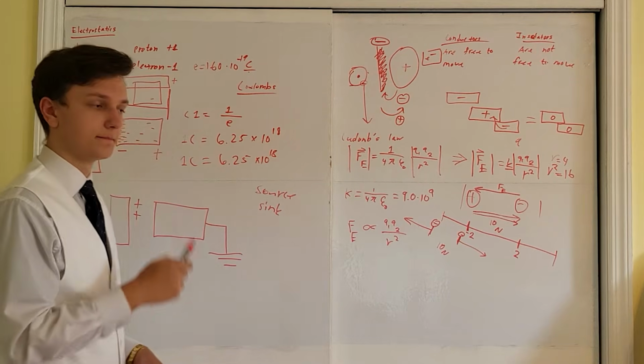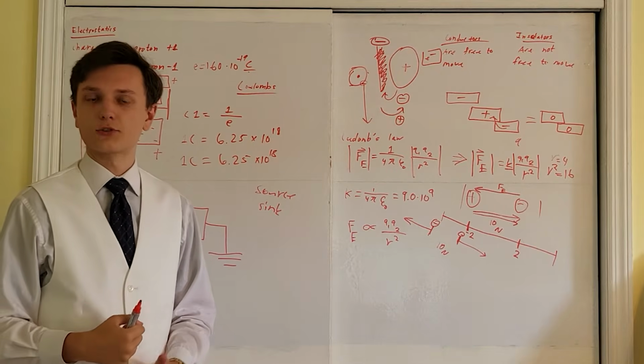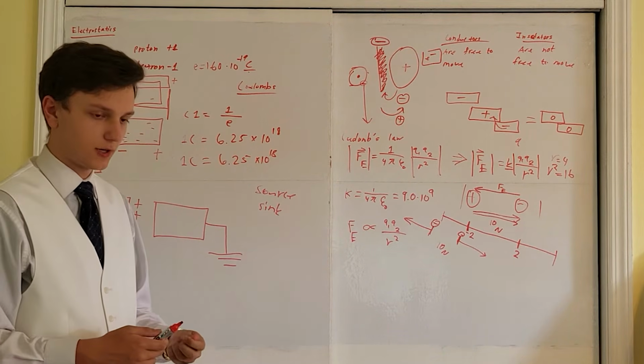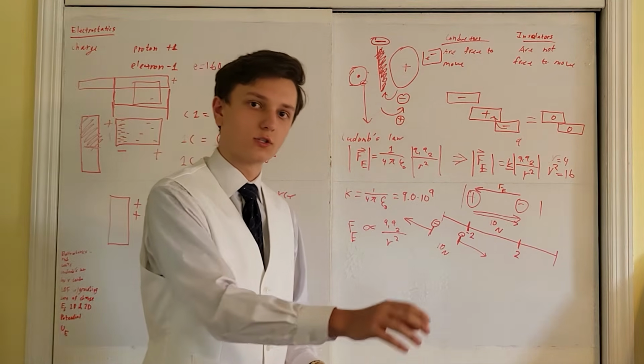What do those two words mean? An infinite source of electrons, I think that's pretty intuitive. You can pull as many electrons as you want from ground. An infinite sink of electrons means you can donate as many electrons as you want to ground.